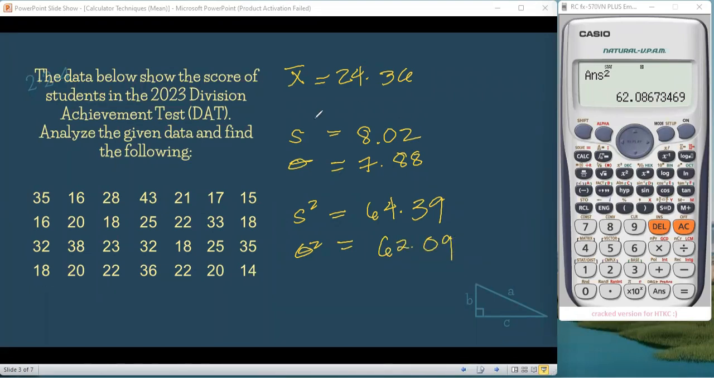So, kung makikita nyo, ang dali-dali pong kunin ng mean and variability ng given data, kahit po marami yung data na ibinigay sa atin, kapag alam lang po natin yung calculator techniques. Bakit po? Halimbawa, ito pong sample standard deviation. Ang sample standard deviation, ang equation niya po is the square root of the summation of the data minus the mean squared all over n minus 1.